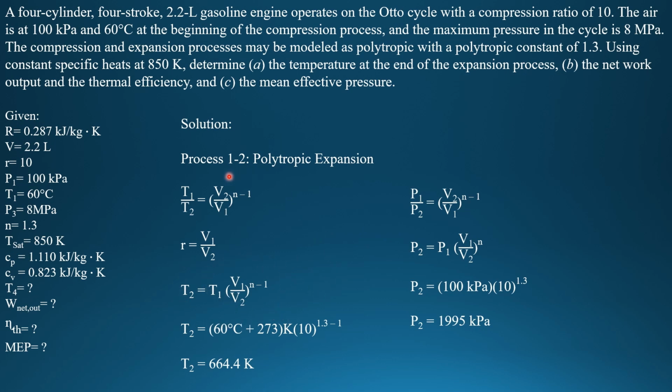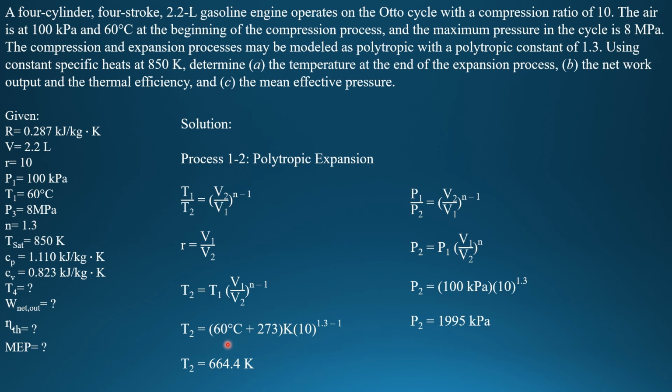So this process in state 1 to 2 is called the polytropic compression. So we have here the equation that is T1 over T2 is equal to V2 over V1 raised to n minus 1. And since our compression ratio is equal to V1 over V2, we reciprocate this equation here. So we come up with this final equation that is T2 is equal to T1 times V1 over V2 raised to n minus 1. We substitute our values.